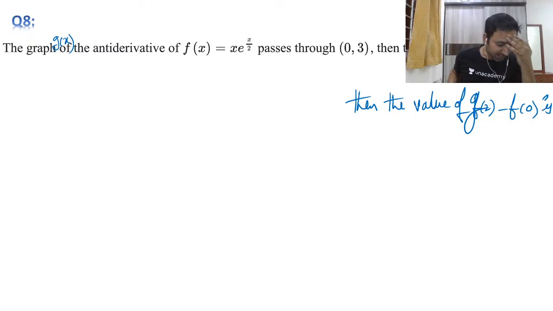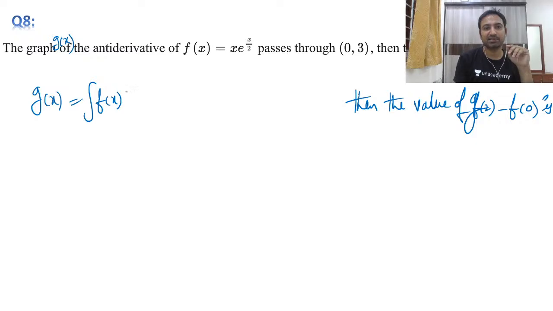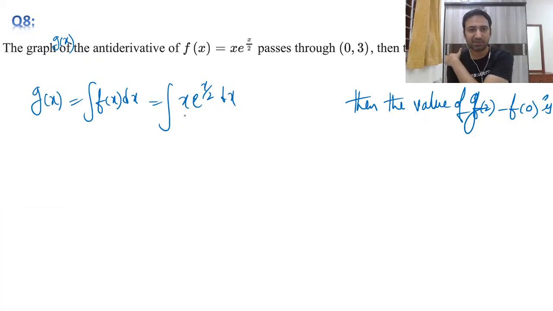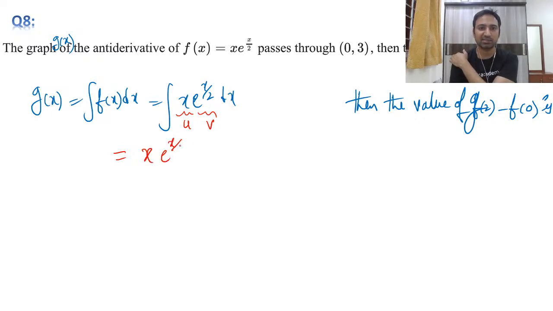Now we'll calculate what g of x is, guys. So g of x is the antiderivative of this. Clearly g of x equals integration of f of x dx, that is integration of x into e power x by 2 dx. So how can we solve it? One method is integration by parts. Let's take this function as u and this function as v. Applying integration by parts: first function into integration of second function, which is e power x by 2 integrated, giving e power x by 2 by 1 by 2, minus integration of first function's differentiation into integration of second function.